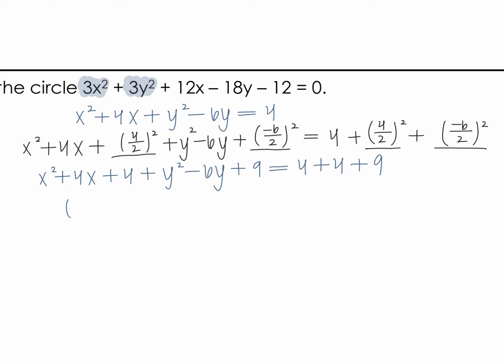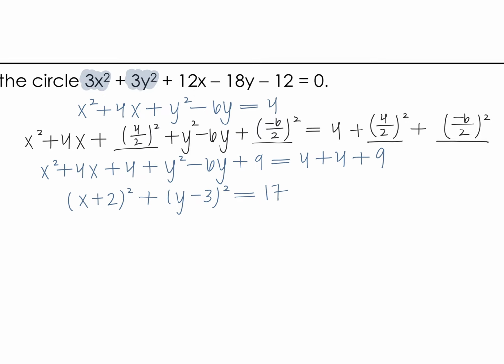Okay, once again, remember that little easy trick. Just look at the coefficient for your x, that 4. We're going to take half of that to figure out that we'll get x plus 2 squared here. And then for my y, I'm going to look at that -6, and I'm just going to divide that by 2 to get -3 squared. And we will get on the right side, 4 plus 4 gives me 8, plus 9 will give me 17 for my radius squared. Okay, so here's my equation.